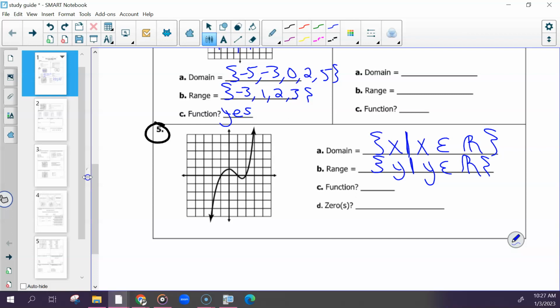Is this one a function? Does it pass the vertical line test? Yes, this is a function. Now it looks like it might touch more than one, but remember that this keeps going off and left and off and right, so yes, it is. Bless you.